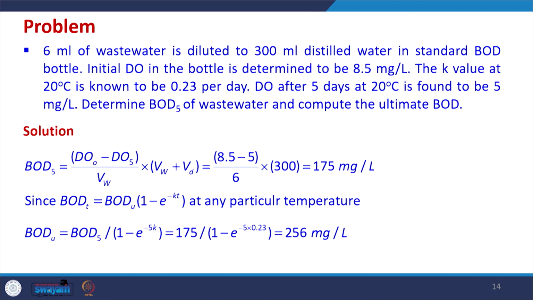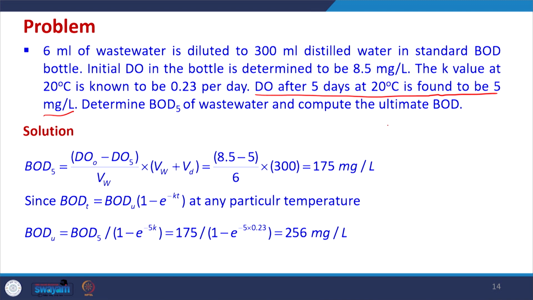The initial DO in the bottle is determined to be 8.5 milligram per liter, and the K value is known to be this. So, K value is given, but there is another thing given: DO after 5 days at 20 degree centigrade is found to be 5 milligram per liter. So, we have a few things which are given here.